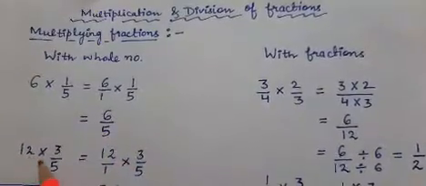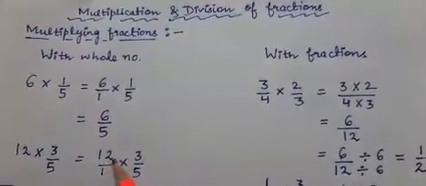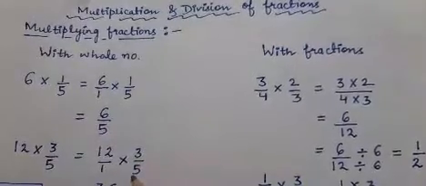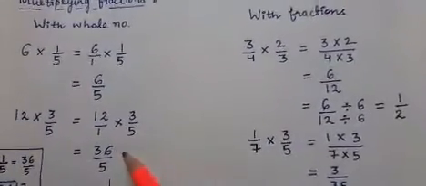Next example is 12 into 3 upon 5. So 12 into 3, 1 into 5. So what will be the answer? 36 upon 5.